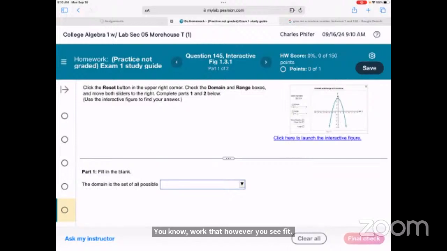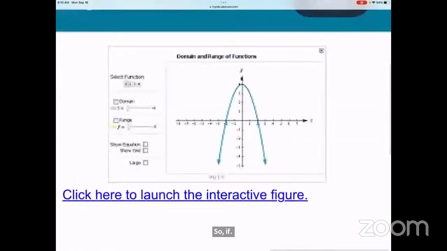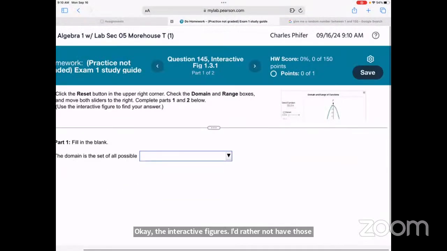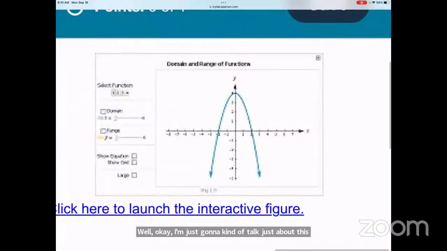I'm just going to jump around. Let me see. What is this one? An interactive figure. I think these tend not to work, and I don't really want to launch the interactive figure. If you can't see that, I can't even see it here. I'd rather not have those, so I'm just going to skip this one for now. I'll just talk about this image, even though it's blurry on my end, so I don't expect you to be able to see it. But just based on this image alone, right?